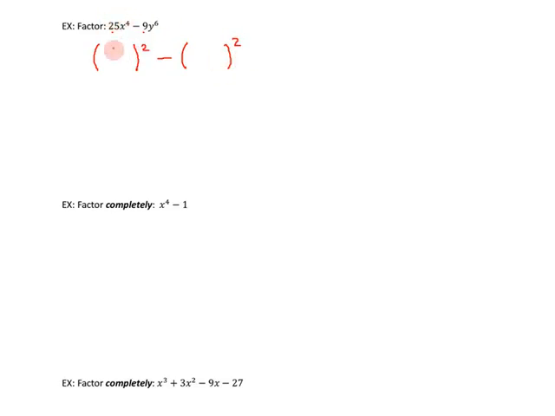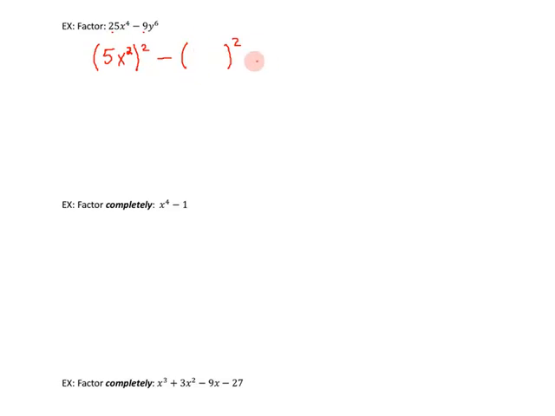Can I write 25 as something squared? Yes, it's 5 squared. What about x to the fourth? Can I stick an x to a power in here so that when I square it, I get x to the fourth? And the answer is yes. x squared works because remember, whenever you raise a power to a power, you multiply exponents. 2 times 2 is 4. So 5x squared, quantity squared, is the same thing as 25x to the 4th.